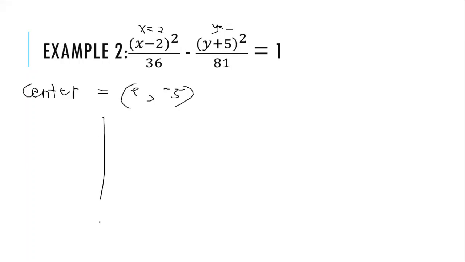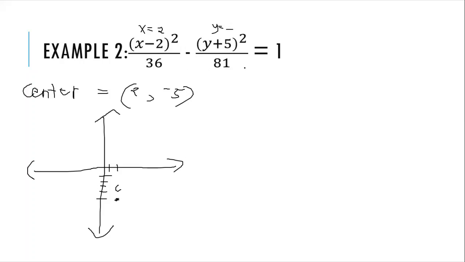Graph po natin. Unlike in example number 1, this one is need to be graphed para po makita po natin. Okay? So 2, negative 5, positive 2, negative 5. 1, 2, 3, 4, 5. So, this is the center.